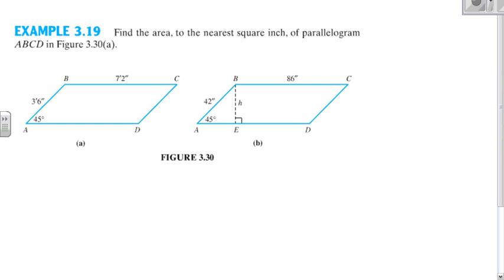We are going to use 45-45-90 triangles to help us find the area of the parallelogram. If we draw the height of the parallelogram here, it will make a right triangle. Since this angle is 45, so is the one up top.